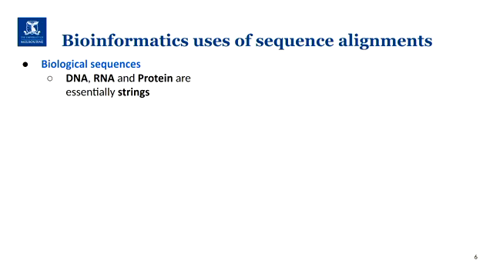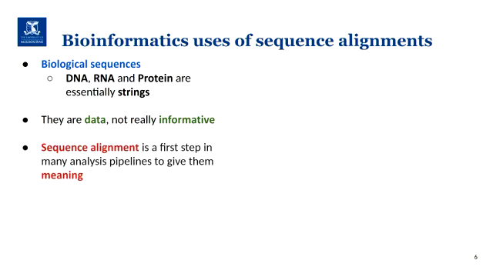Biological sequences, regardless of whether they are DNA, RNA, or protein sequences, are just data. They're just strings stored in a database. They're useless. They're not informative if they're just sitting there doing nothing. So what sequence alignment does is basically the first step in many different analysis pipelines, some of which we will cover in this subject, to give them meaning.